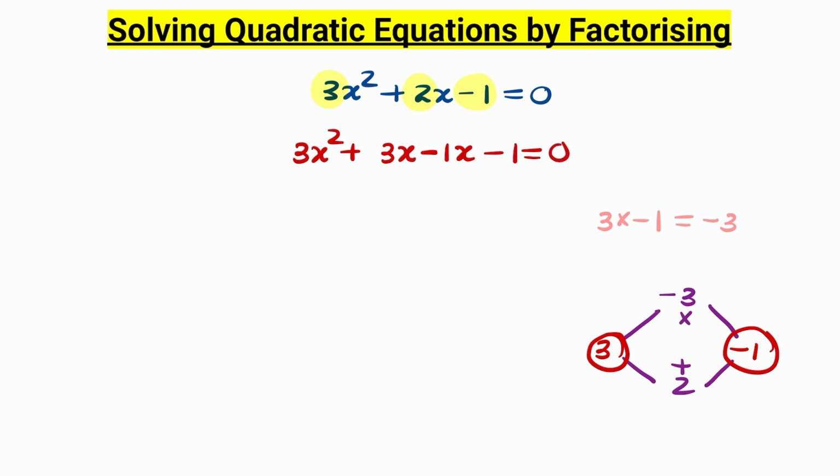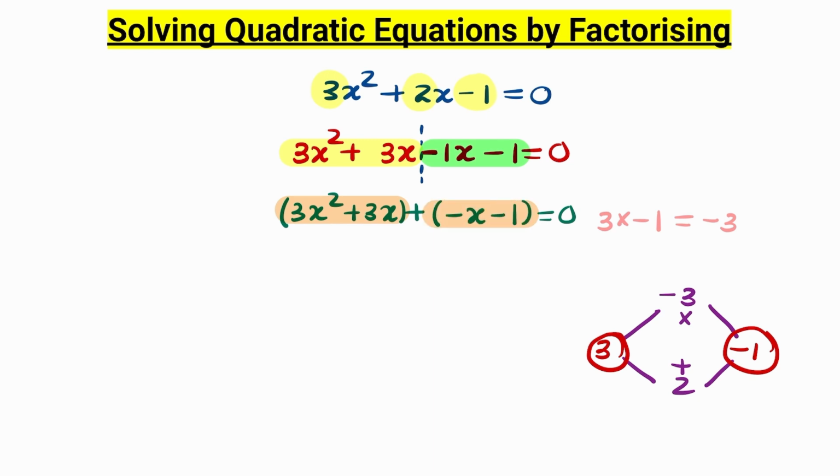Now after this, we should separate this equation into two parts, exactly from the middle like this, and rewrite it within two separate brackets: 3x squared plus 3x, plus minus x minus 1, equal to 0. We have written 3x squared plus 3x in one bracket and minus x minus 1 in the other bracket. After that, we should factorize each individual bracket: 3x squared plus 3x individually, and minus x minus 1 individually.